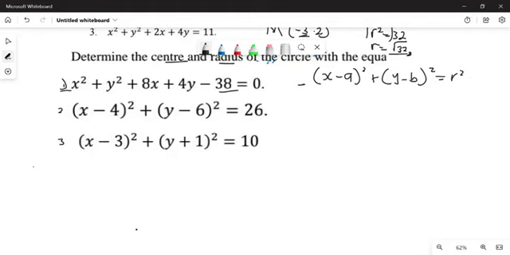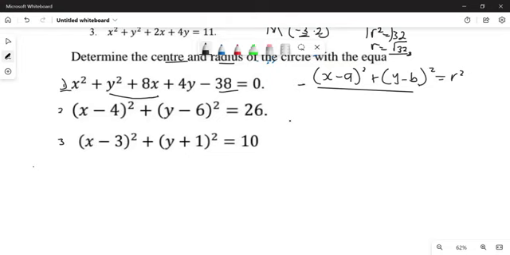Determine the center and the radius. So our goal is to take this equation, which is not in a standard form, and put it in a standard form. After putting it in a standard form, then we'll be able to get the coordinates of the center. How do we do that? We're going to do that by completing the squares.